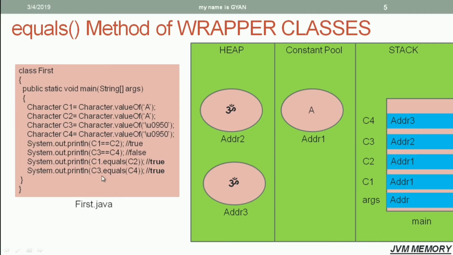In this case, we are checking if the content of a character object whose reference is stored in the reference variable C3 is equal to the content of a character object whose reference is stored in the reference variable C4. Are the contents of these two objects equal or not? Yes, they are equal. So in this case, the equals method will return true.